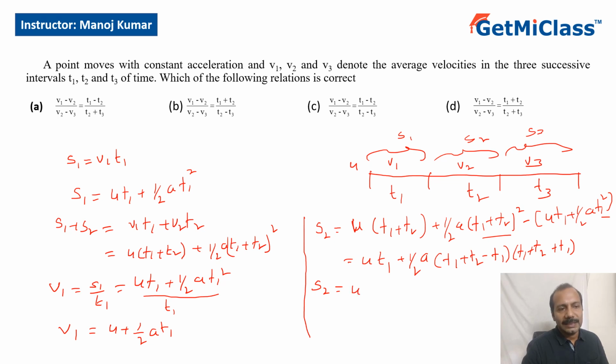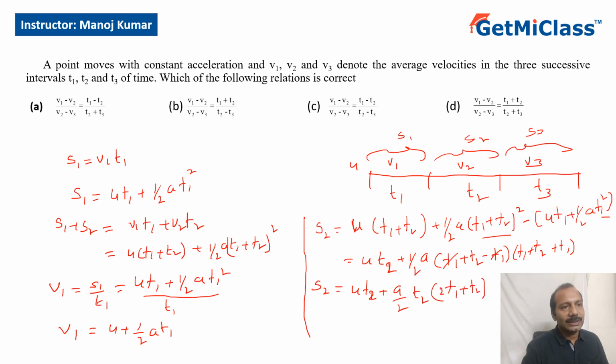So this S2 can be further written as U T1, I'll keep it the same way, plus A by 2 into T1 plus T2 minus T1 cancels off. I'll be left with U T2 plus A by 2 into T2 into 2T1 plus T2. This is what we are left with.